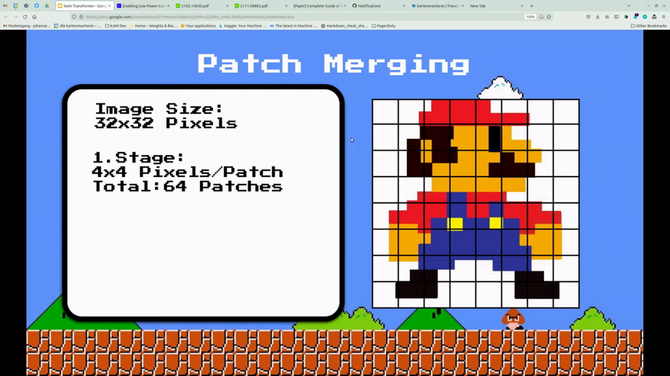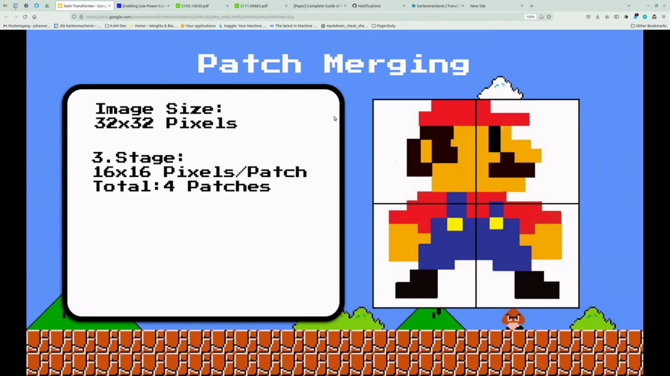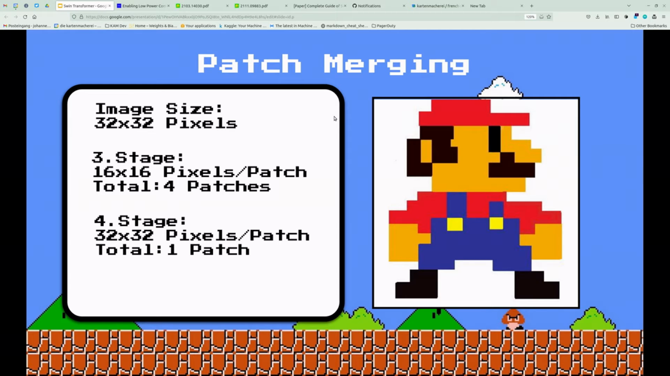All right. Second stage, patch merging of 2 by 2 gives us 8 by 8 pixels per patch. And in total, it would be 16 patches with 64 pixels in each. And we just go on, right? So the next one would be 16 by 16 pixels per patch, and it would be 4 patches. And in this example, we end with one patch for the 32 by 32 pixels. So that's pretty easy, right? It's just merging pixels together in the stages.